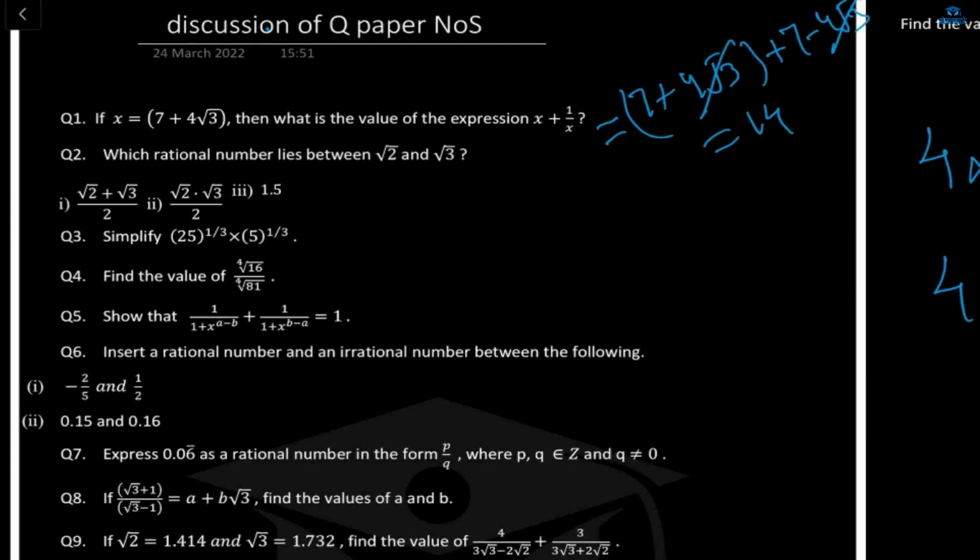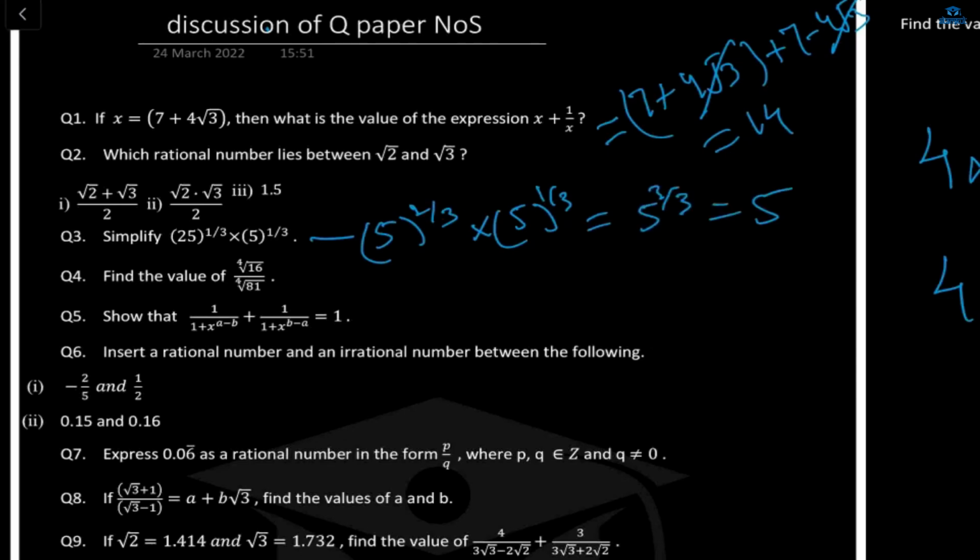Now simplify. I think this one is easy, because 25, you can write in the form of 5, and you can add the powers. Ma'am, instead of 5 square, I wrote 5 cube. Instead of 5 square, why did you write 5 cube? This will be 5 to the power 2 by 3 multiplied by 5 to the power 1 by 3. So when you add them, you will get 5 to the power 3 by 3. So 3 by 3 will give you 1. So it will be equal to 5, because you get 5 to the power 3 by 3, which gives you 5.